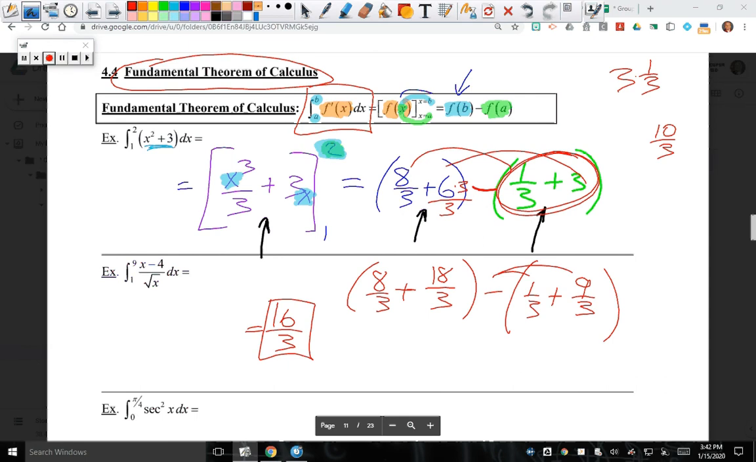Are we good? Alright, so this was the displacement. This is change in positions. Watch what I'm about to show you guys. This is big. What was my position when x is 2? 26 thirds.